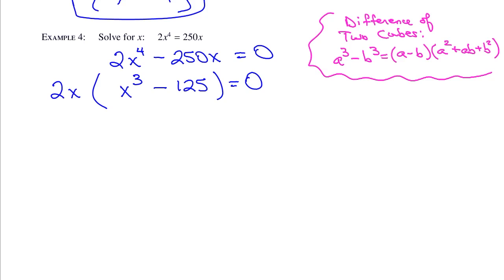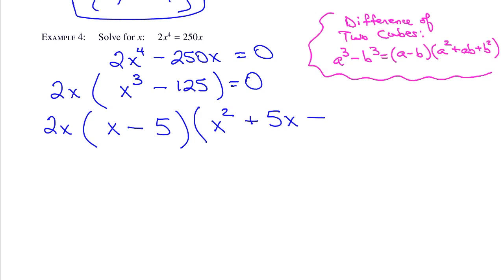There's also a sum of two cubes. I'll leave it to you to look that one up. It's basically the same formula with some signs changed. But we need to factor this second piece. And so the x is the first part being cubed, and then 125 is 5 cubed. So that's x minus 5 times, and then we just use the x and the 5 again. We have x squared plus the 5 times the x plus 5 squared, which is 25.